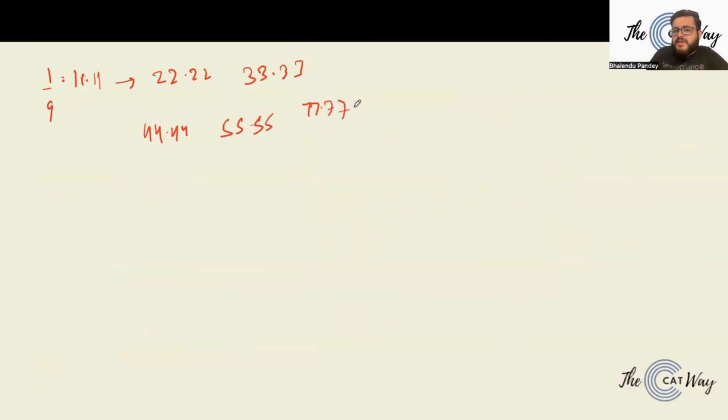Similarly, 1 by 9 के केस में 1 by 9 में 11.11 and all multiples of these are required. That is 22.22, 33.33, 44.44 and so on. These are all 2 by 9, 3 by 9, 4 by 9, 5 by 9 and so on. Right. 55.55, 77.77, 88.88, right, and so on. So these are also very important. Correct. So these are some values that are very important that are usually used in your questions. Right. So if you remember these values, life will become easier for you.